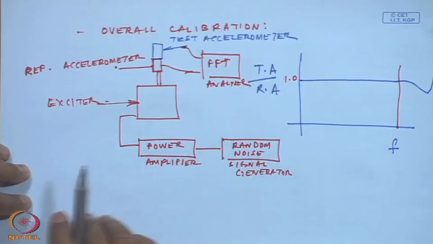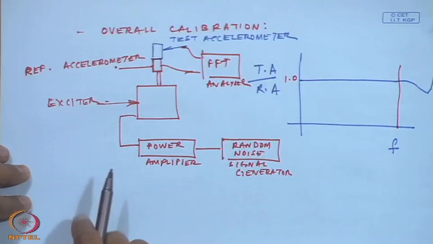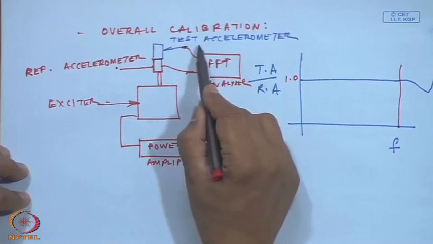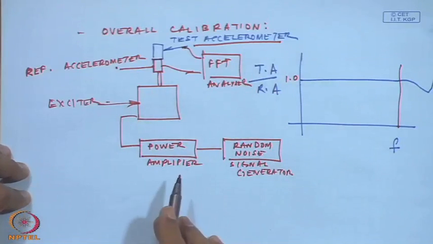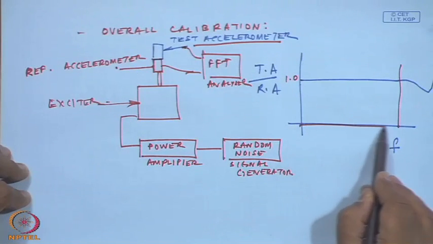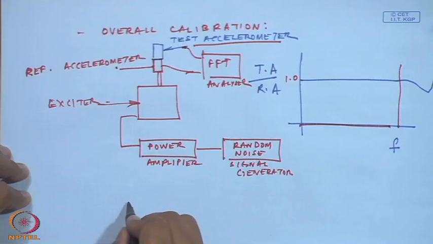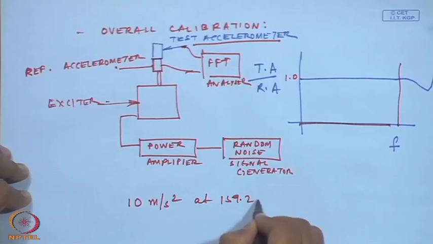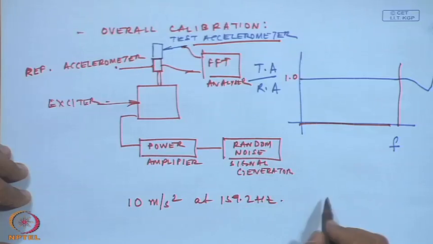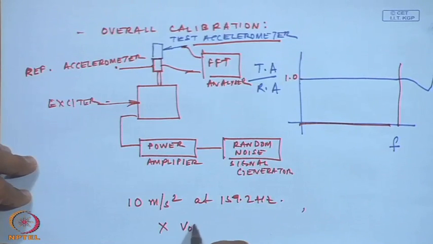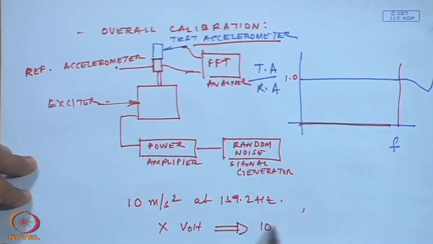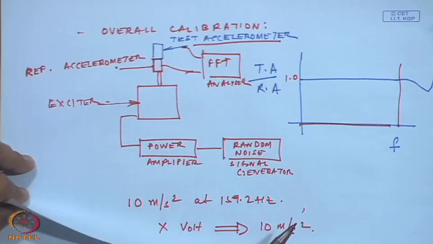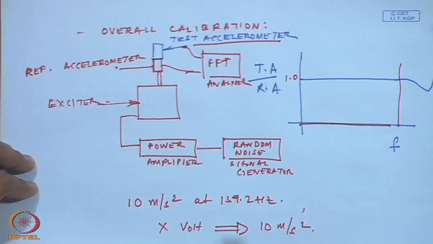Once you have done that, you can be sure that this test accelerometer, which you are going to take to the field, is calibrated for all frequencies. And at the field, you just give a known value of 10 meters per second square at 159.2 hertz, and see whether you are getting the same value. Or if I get some x voltage in the system, I know this corresponds to 10 meters per second square. Okay, this can be done. This is very, very important.